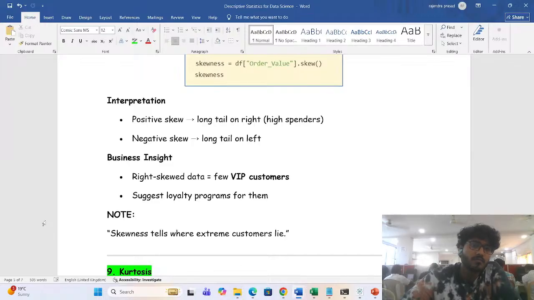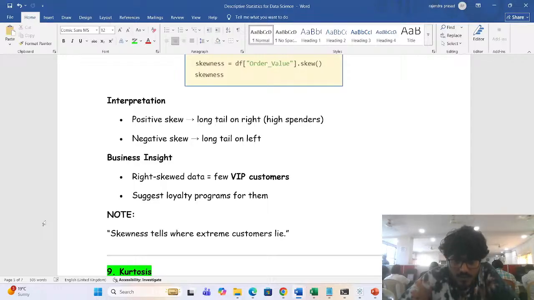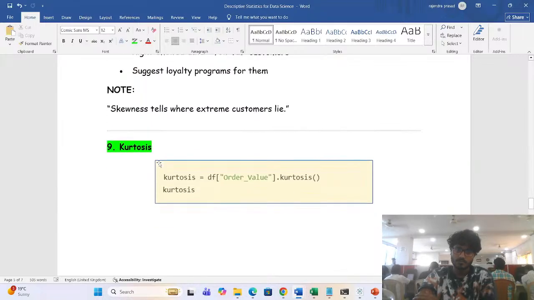Whenever you call the customer team, they'll put you on hold, right? Our customer executives are busy. Can you please hold for a few minutes? But when it comes to the VIPs, if they call, they don't need to press 1, 2, 3. Directly, they can contact a query team. So like that, we can plan. So this is why we need to identify whether we have VIP customers or not. Is this clear? So next, we are going to find the kurtosis.